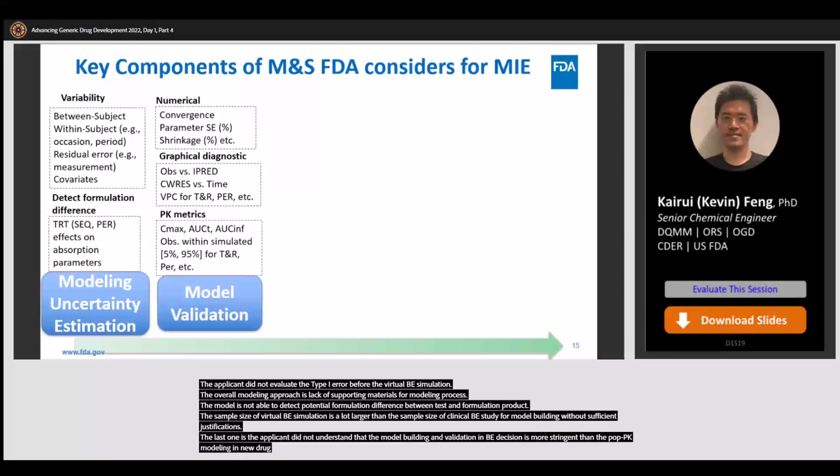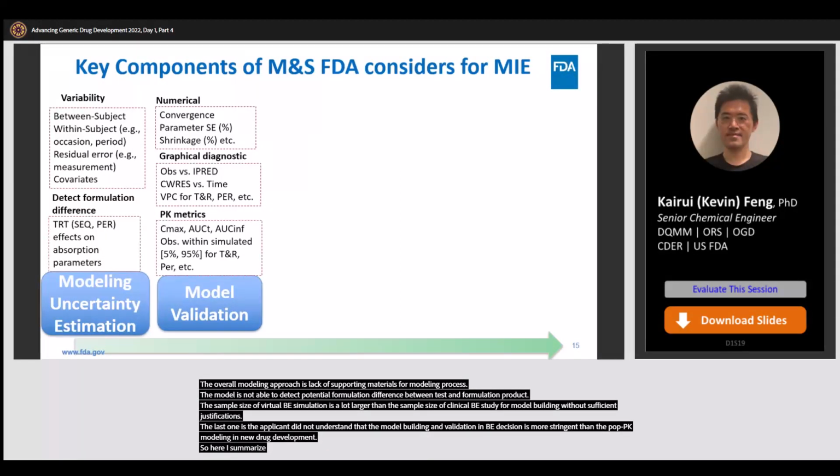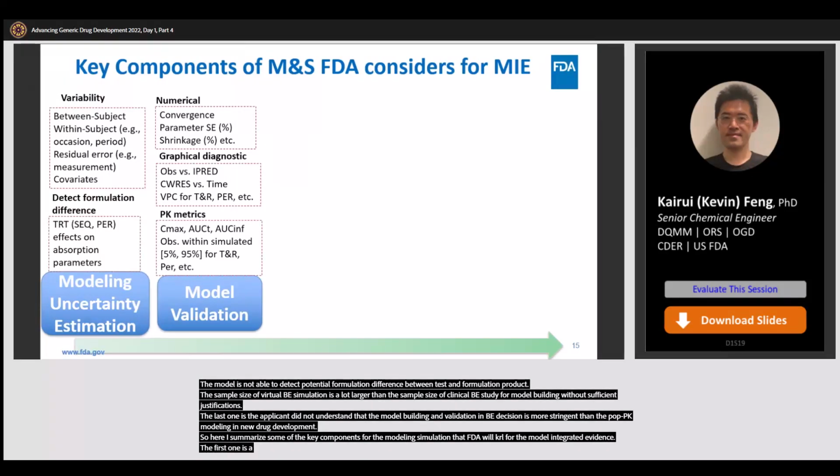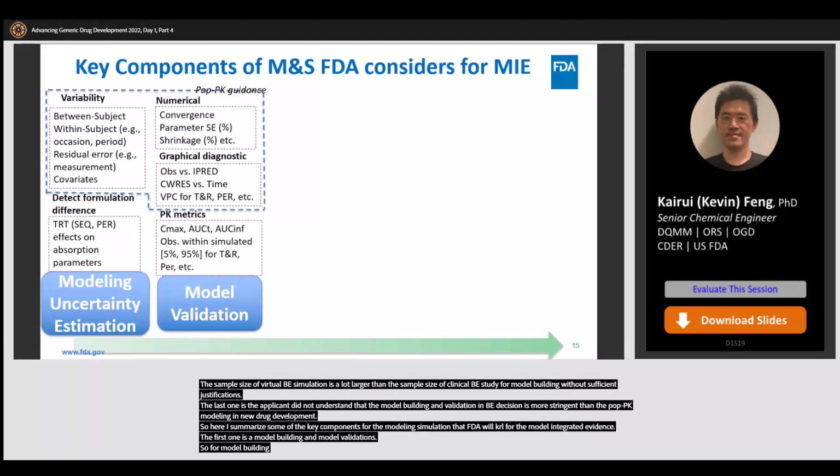So here I summarize some of the key components for the modeling and simulation that FDA will consider for the model integrated evidence. The first two are model building and model validation. For model building and model validation, on the top one, they normally will require what is in the POP-PK guidance, including all of the variabilities, and then the numerical validation and graphical diagnostic.